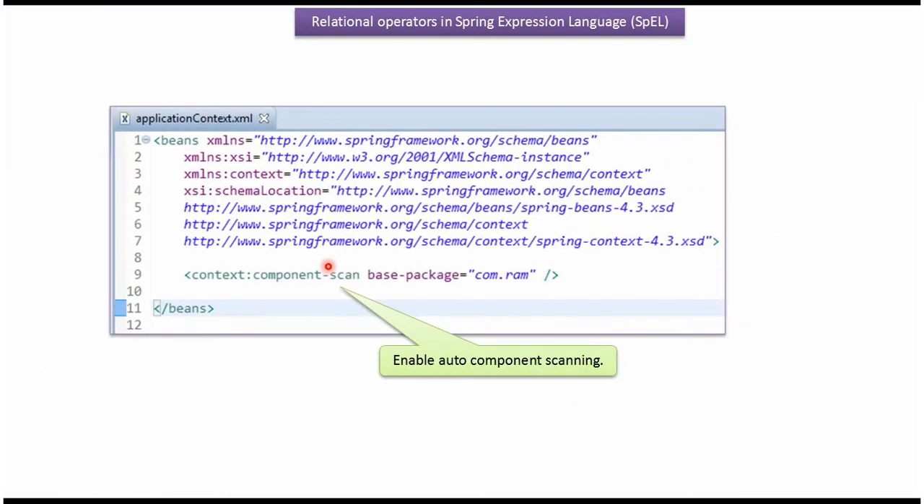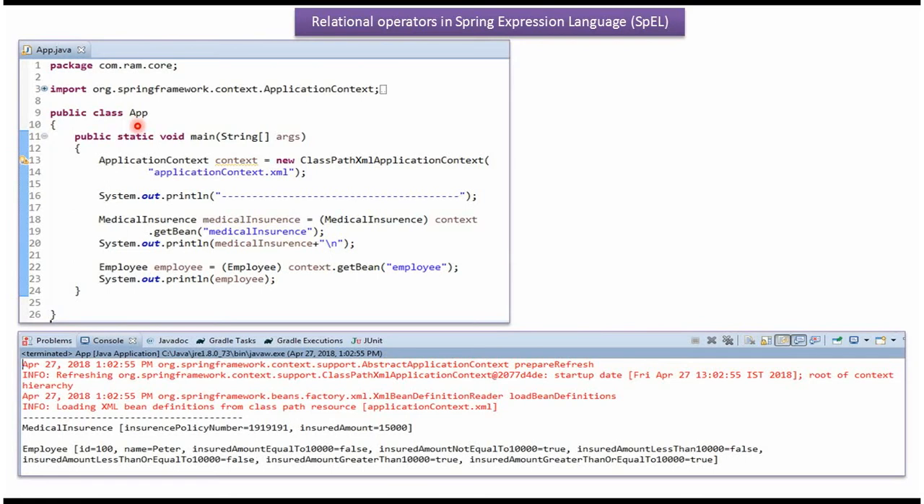This is a Spring configuration file. Here I have enabled auto component scanning for this package. Here I have defined the class App.